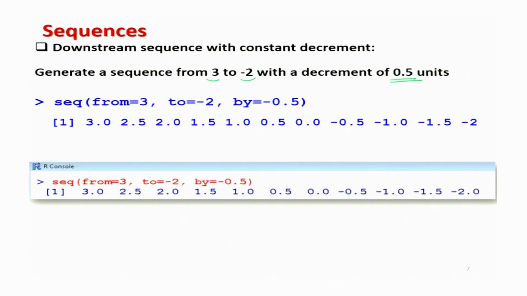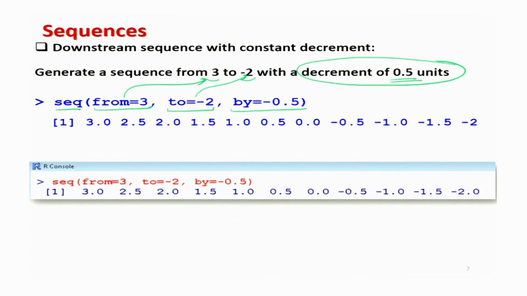So, I give this command seq and then from 3. So, this is coming from here, then to which is coming from here -2, and then because there is a decrement of 0.5 units, I write by is equal to minus 0.5, and now what will happen?